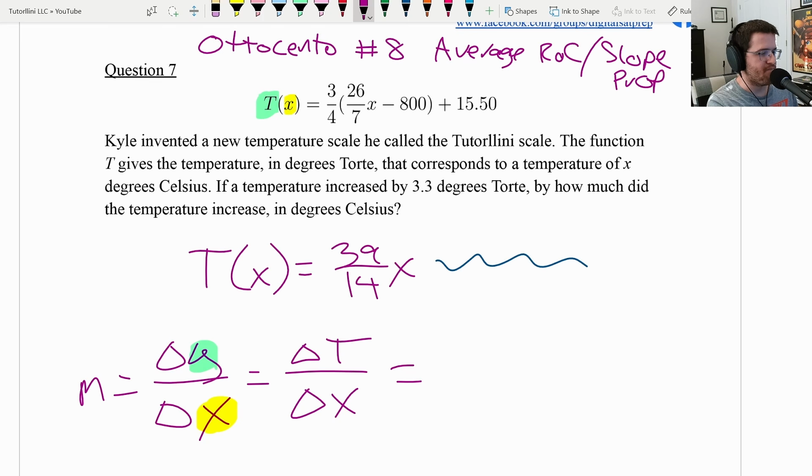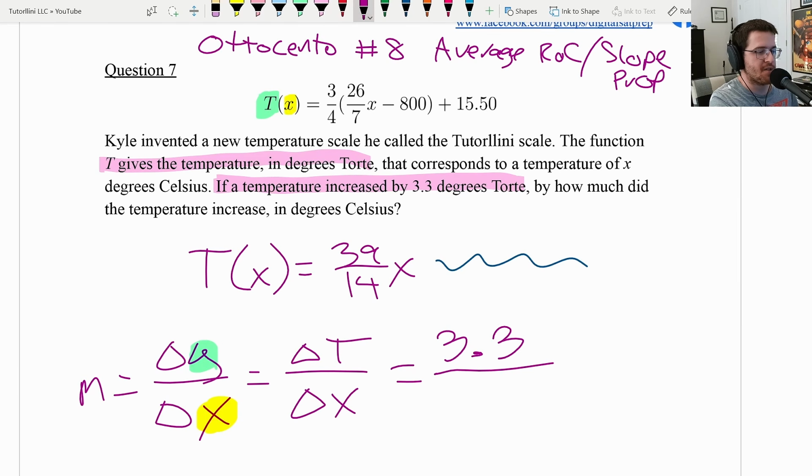All right, so this part here sounds like a change, right? So the question is, is that a delta x or a delta t? Well, it's a delta t because it says degrees torta, right? And because it says increased, it's a positive change. So we're going to put a positive 3.3. See how we're putting that next to delta t? That's why I wrote it like that, to make it as clear as possible so I don't make a mistake.